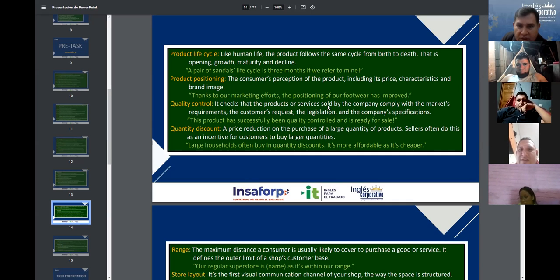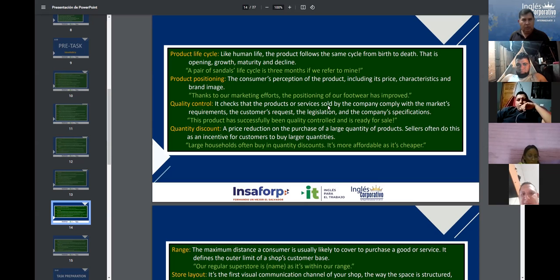Quality control. It checks that the product or service sold by the company complies with the market's requirements, the customer's request, and the company specification. Example: this product has successfully been quality controlled and is ready for sale.